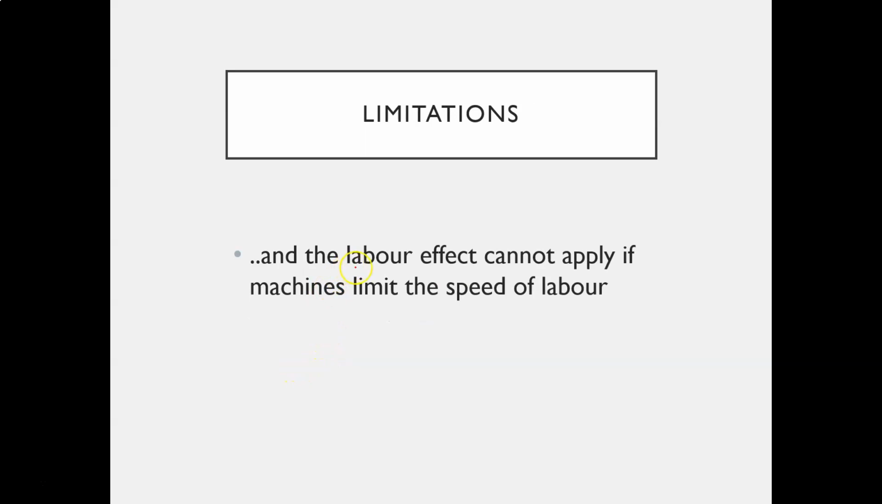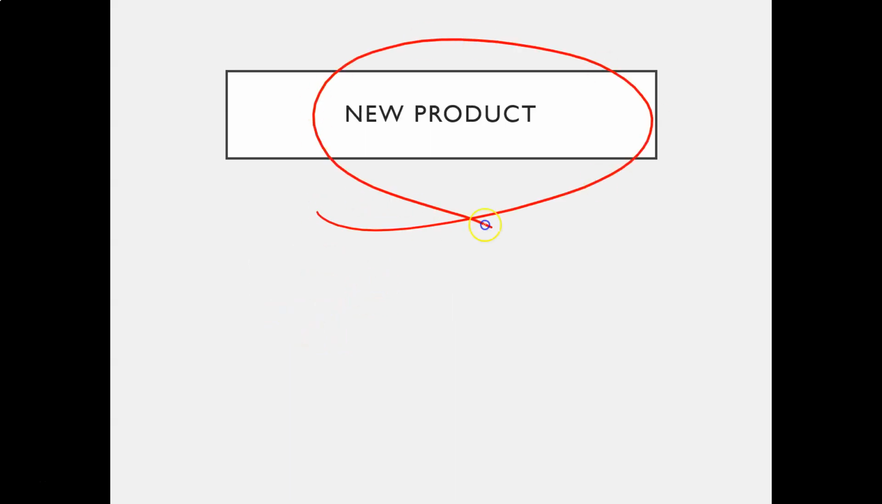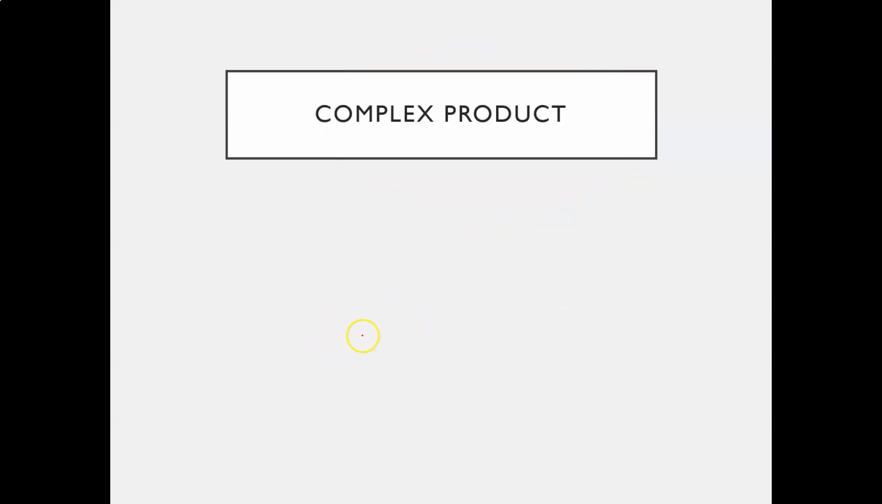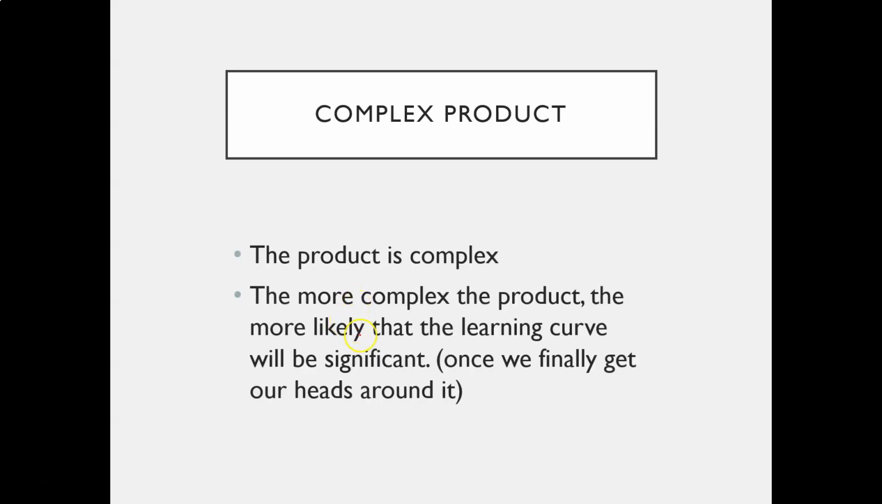Modern manufacturing is very capital intensive. If we can allow labor to gain that experience, we're really talking about human beings here, but if you have machines affecting that, then we have a product. I talked earlier about new products. New products make it more probable that there will be a learning effect. So we're working with the product and getting better and better. It's really about repetition. If it's complex, though, the truth is it's still really about repetition.